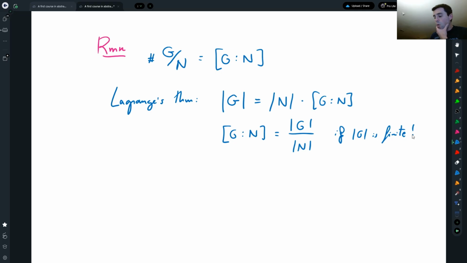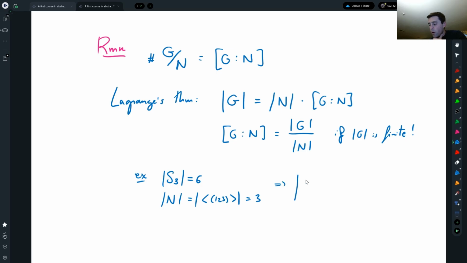Okay, so in the example that we had before, S3 has order 6, N was the subgroup generated by (1 2 3), a subgroup of order 3, and therefore the quotient group had to have order 6 divided by 3, exactly 2. So I can figure out how many cosets there are just by looking at the size of the group and the size of the subgroup.